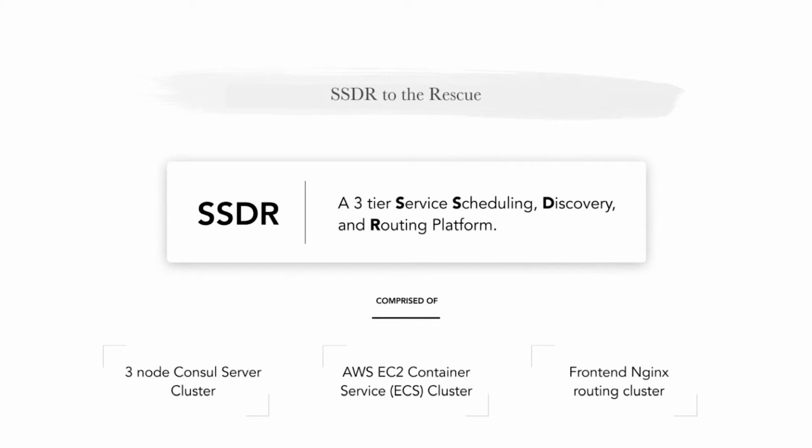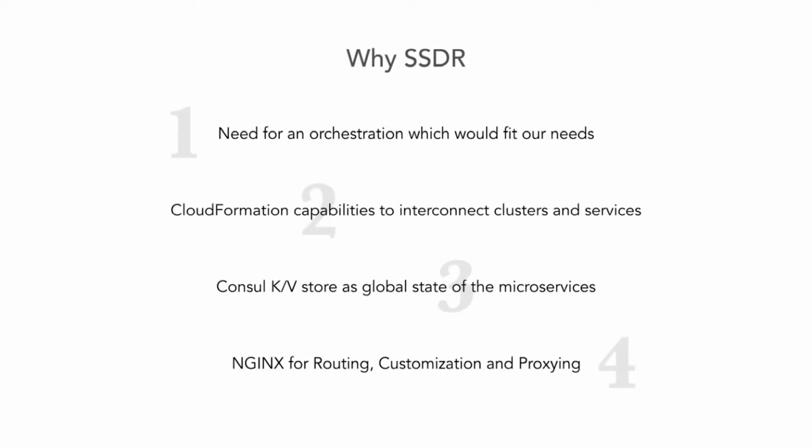Our platform is called SSDR, which is a 3-tier service scheduling, discovery, and routing platform comprised of a 3-node Consul server cluster. Consul is a product from HashiCorp, which is a key value store, and AWS EC2 container services, and as a front end, an Nginx routing cluster. Each tier fully uses auto-scaling groups and is independent of the others, so it scales automatically and horizontally, and it scales down also.